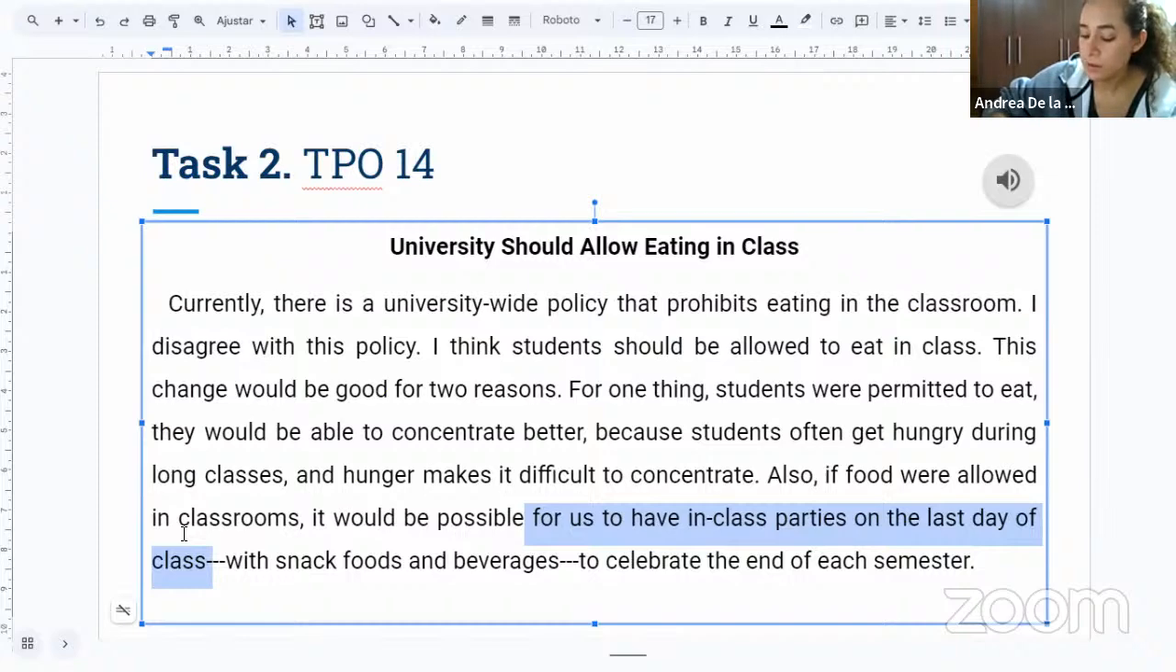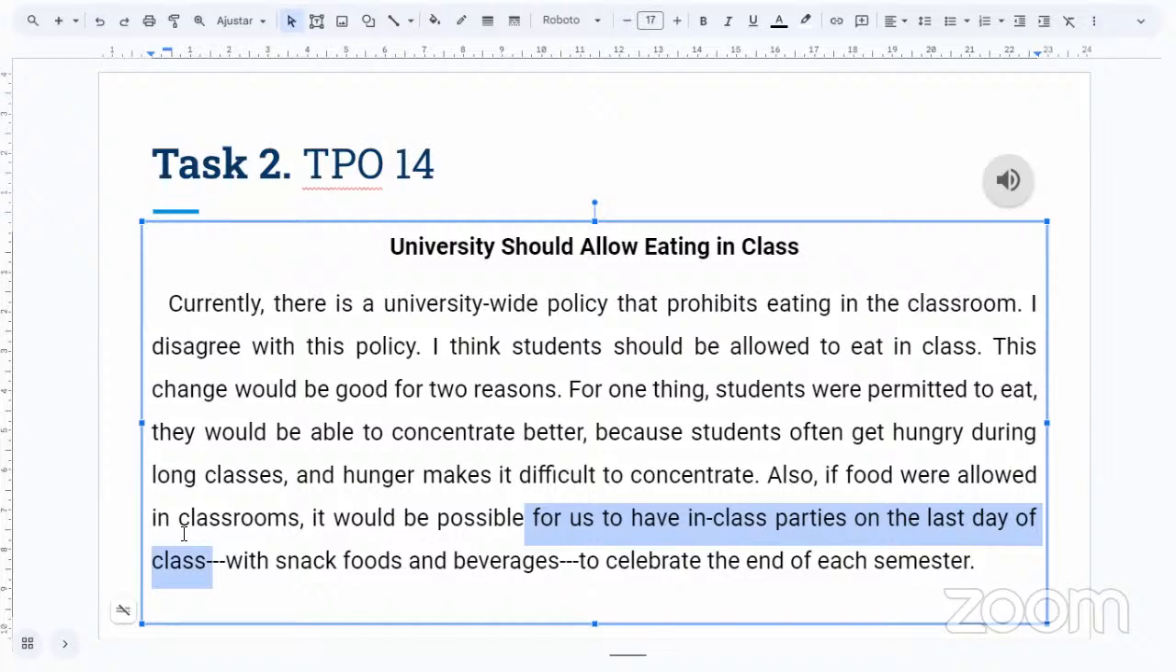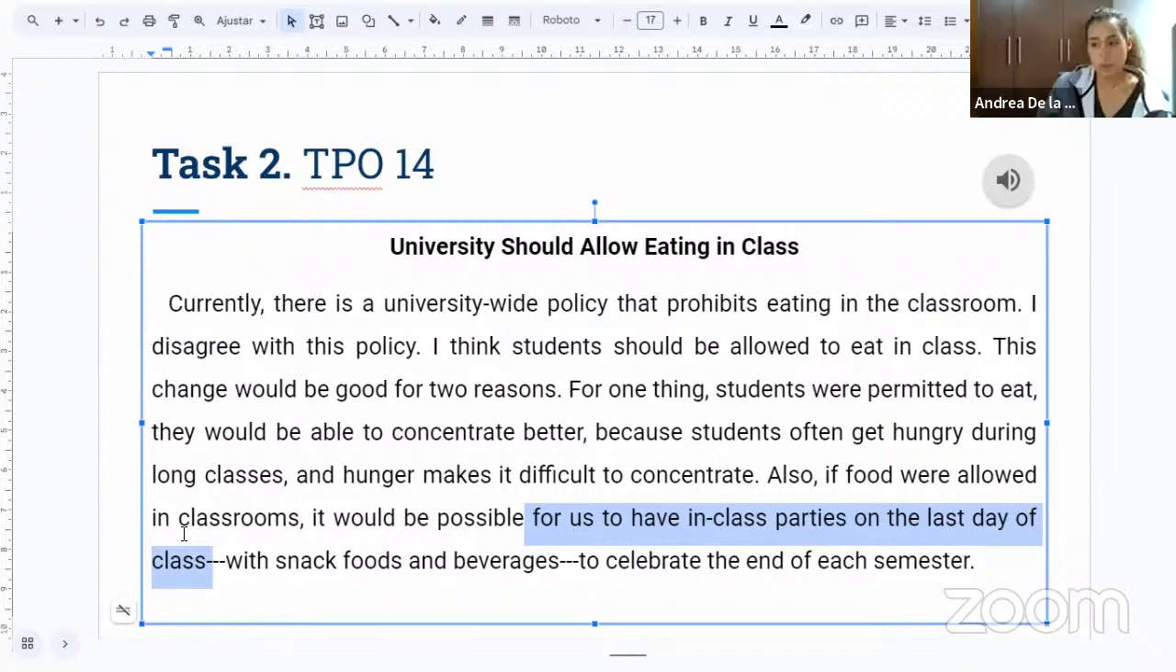Do you remember the second reason, Jimena? Yes, the second reason was fun. The fun for the end of the semester. It has to be the opposite of this, right? It has to be something that counterclaims this opinion. So what the student says is that they shouldn't have in-class parties the last day of semesters because they need to use that time to prepare for their exams. Right? So they should not have these parties. That's what the student says.